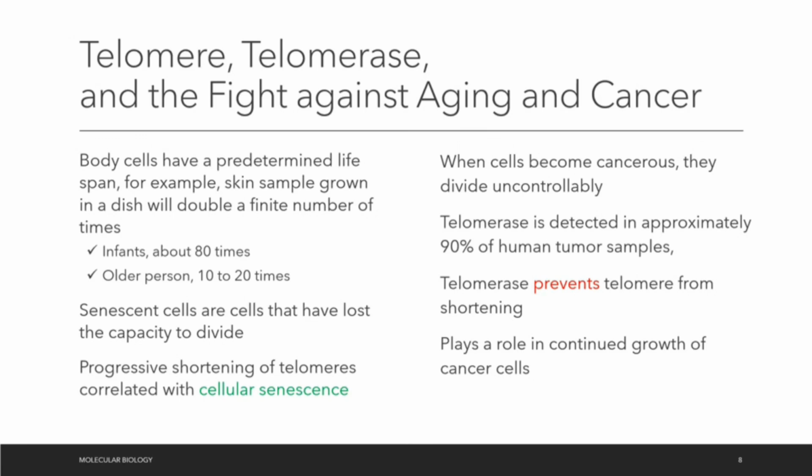And there is a term called senescence of cells. This is the phenomenon when cells actually lose their capacity to divide, so they stop dividing. And the progressive shortening of telomeres during cell division is correlated with cellular senescence.